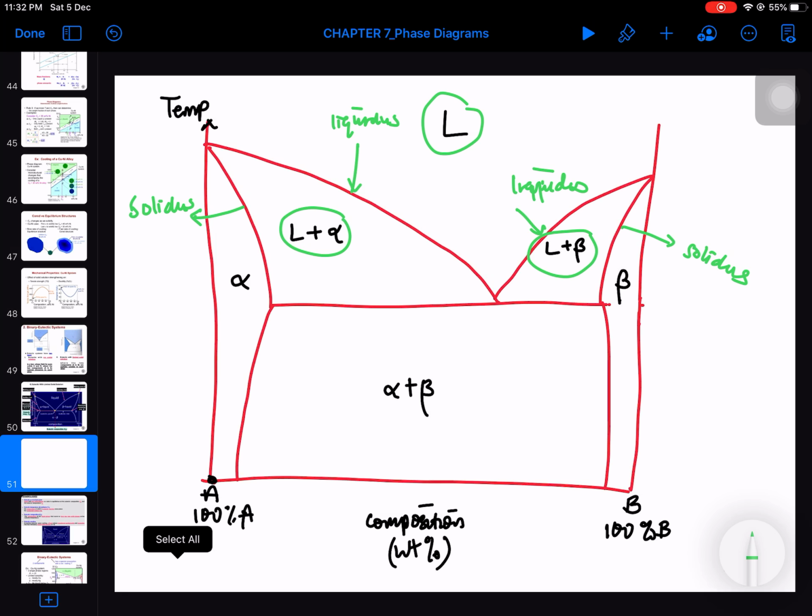Here we have another phase boundary that separates the single solid region from the two solids region. This line that separates alpha and the alpha plus beta region is what we call the solvus line. The same thing goes on this side. This is the solvus line.